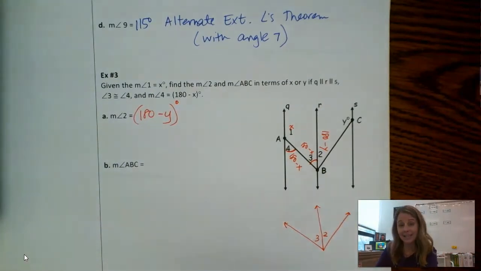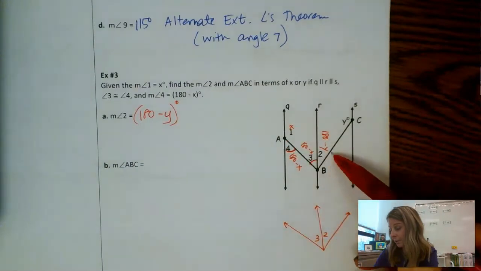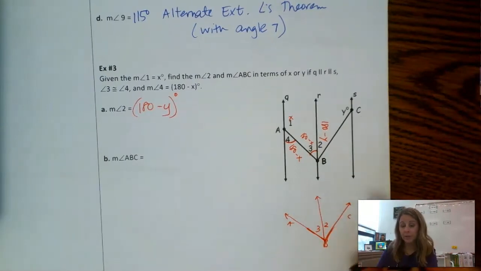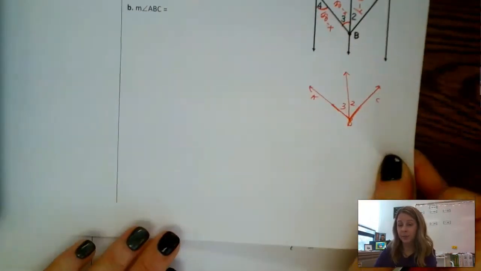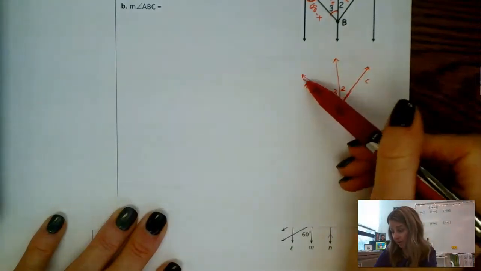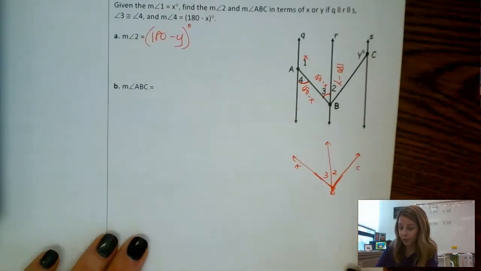Okay, ABC. I was getting ahead to ABC down here. So A down to B over to C. So what this is asking is, what is an expression for this big angle? Well, we could use the angle addition postulate. If I were to add 2 to 3, that would give me all of ABC. So again, it's going to have a variable or 2 in it.